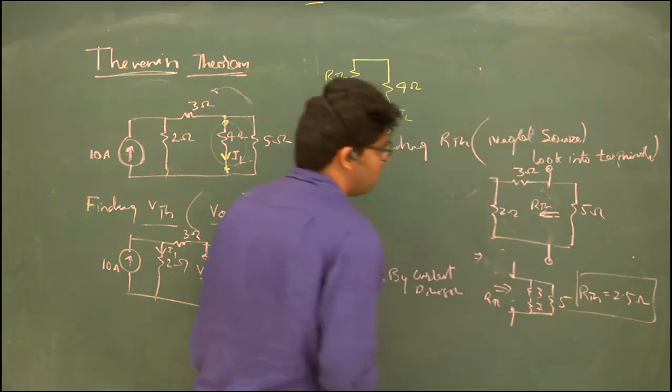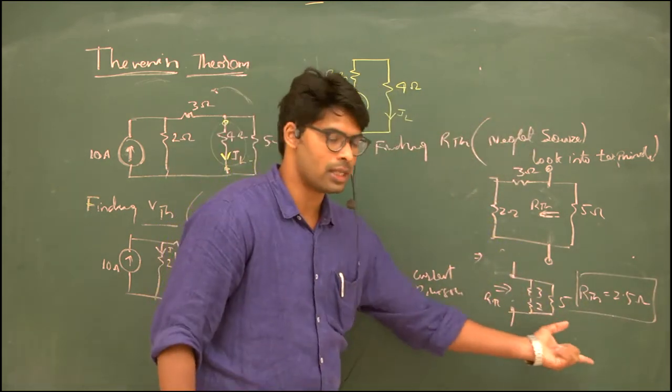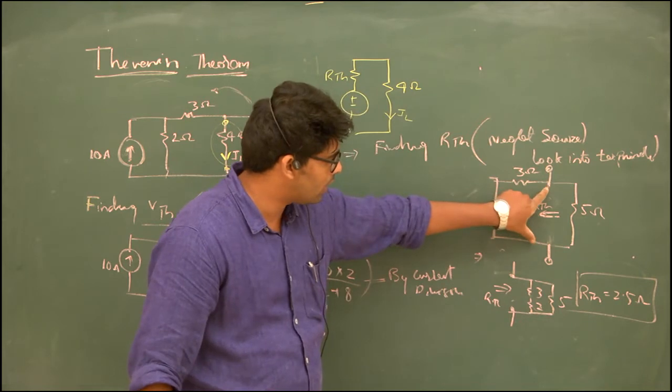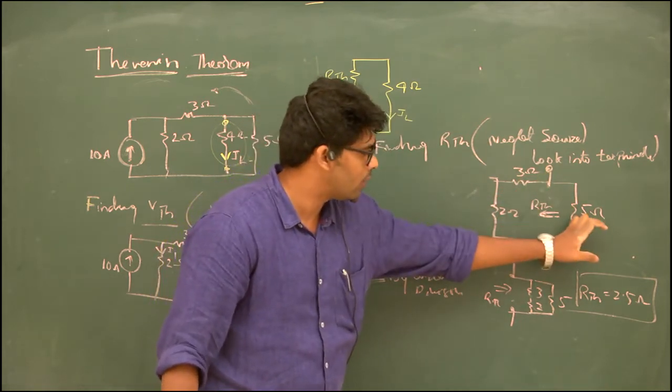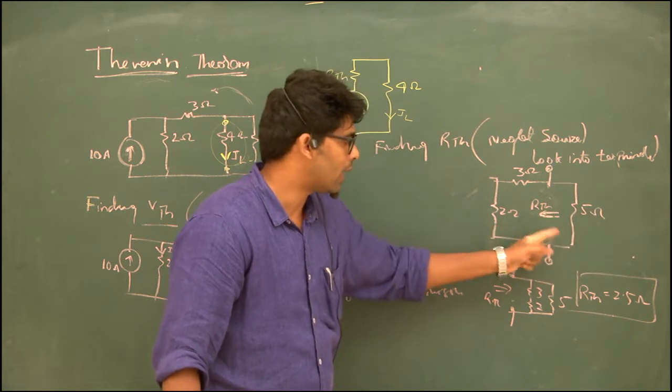Okay. So you need not do all these things. You see just here only, this part is in parallel with this part. So 5 plus 5, the equivalent is parallel. You get RThevenin equal to 2.5.